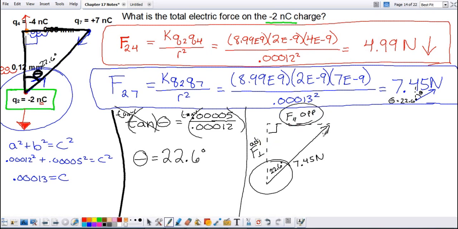So I want to find the opposite, and I know the hypotenuse, so I'm going to use the function sine. So the sine of the angle, in this case 22.6, is equal to the opposite, which is the parallel component, divided by the hypotenuse, 7.45 newtons. And in that case, we find the parallel component is 2.86 newtons, and that is going to be going to the right.